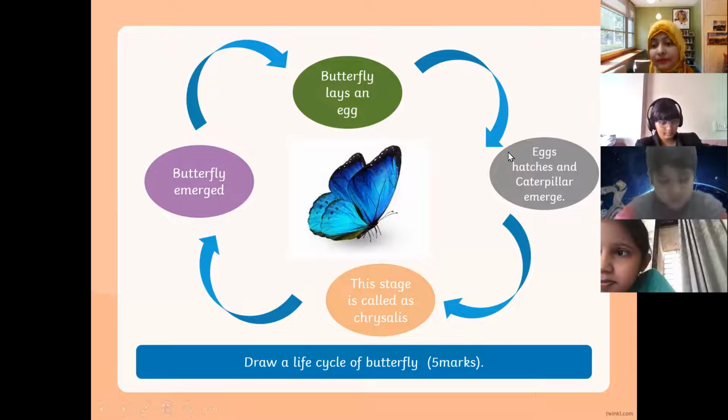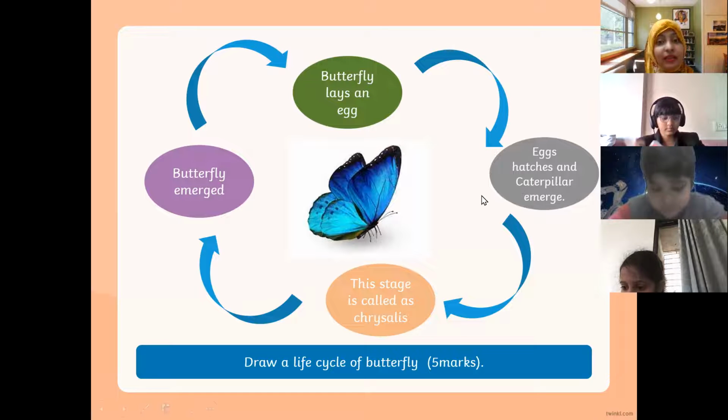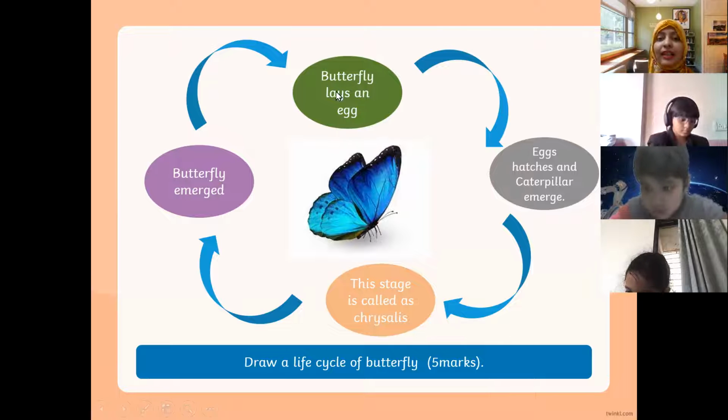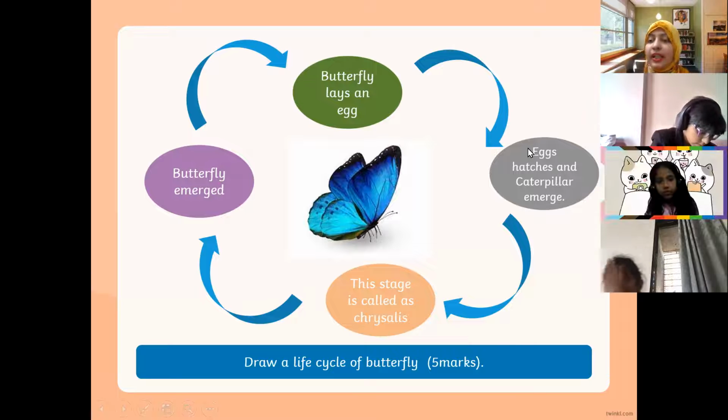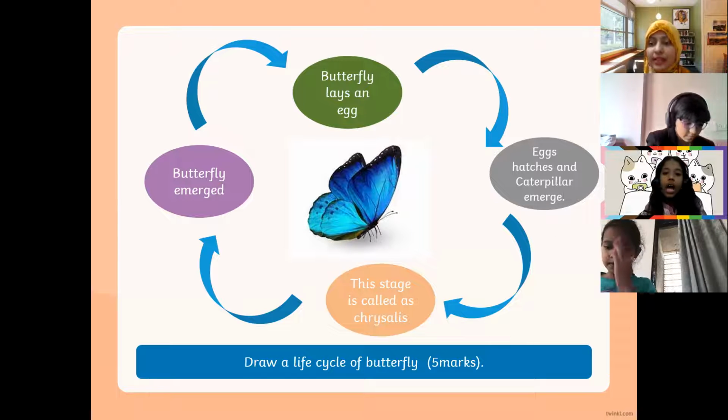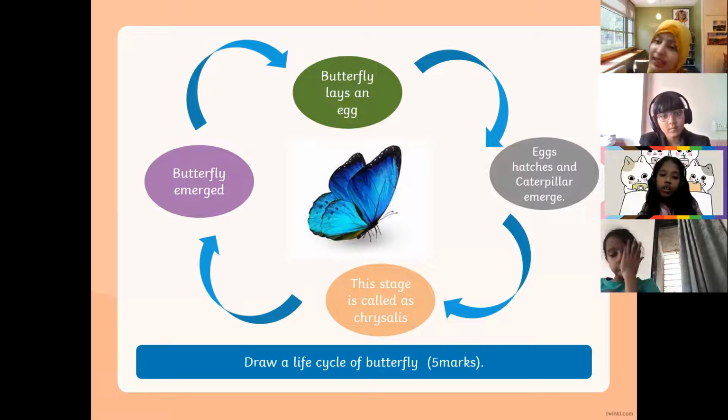Ma'am, do you have to also label? No, you don't have to label. Labeling I have already done. You just make the life cycle of butterfly. Starting from here, butterfly lays an egg. Just see what I have. Room color, black color. In this you have to just draw it.